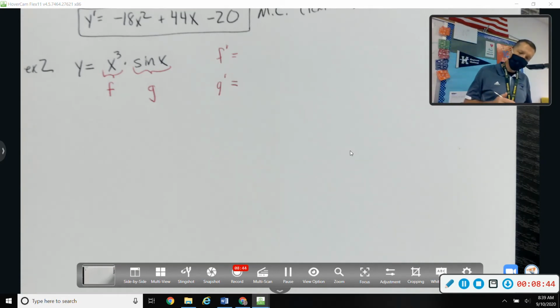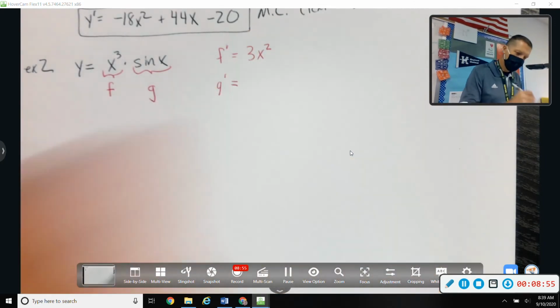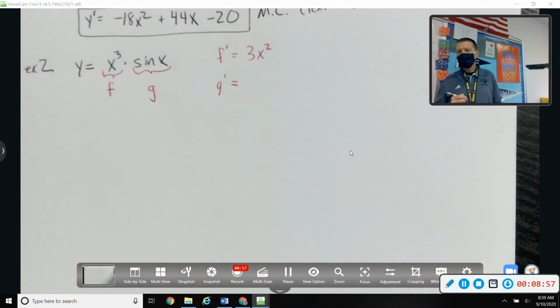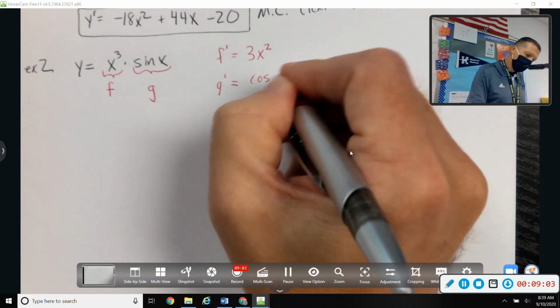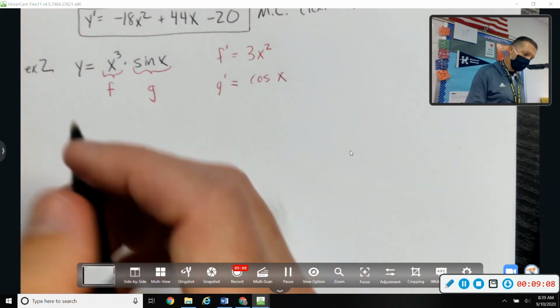And we'll put some people on the spot here. So John, if f is x cubed, what's f prime? Very nice. Lauren, if g is sine of x, what's g prime? Cosine of x. Good. So now it's just putting the pieces together the right way.